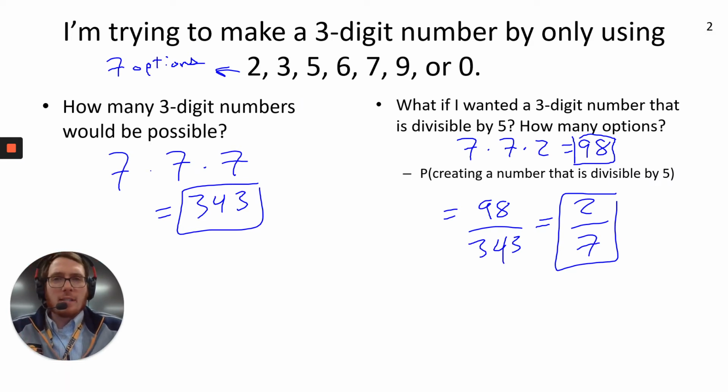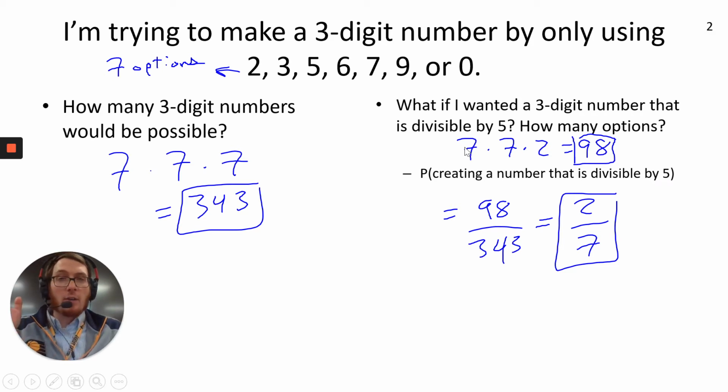Well, it's just 7 times 7 times 7 because they can repeat themselves. So this is a fundamental counting principle idea. So 7 times 7 times 7 would be 343 different options. What if I want it to be divisible by 5? How many different options are there?